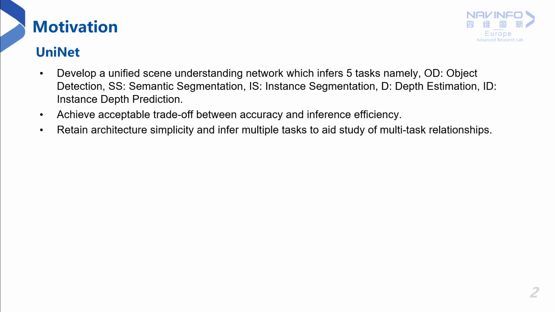A large number of recent advances have been made in single tasks, such as object detection. We aimed at incorporating these advances into a unified scene understanding model. UniNet predicts five different tasks, namely object detection, semantic segmentation, instance segmentation, depth estimation, and instance depth prediction. UniNet provides an acceptable trade-off between accuracy and inference efficiency while retaining a simple architecture.